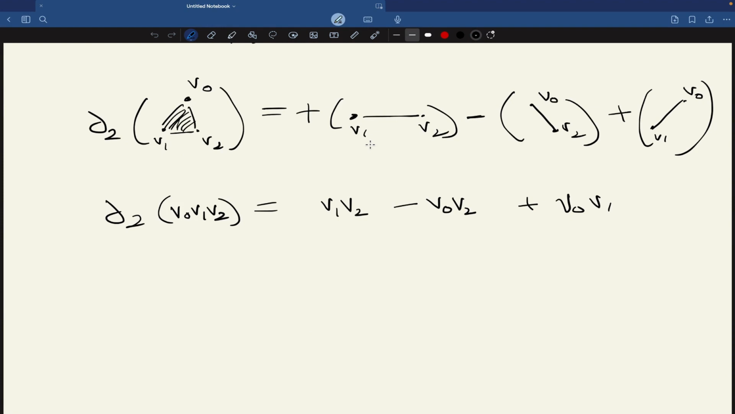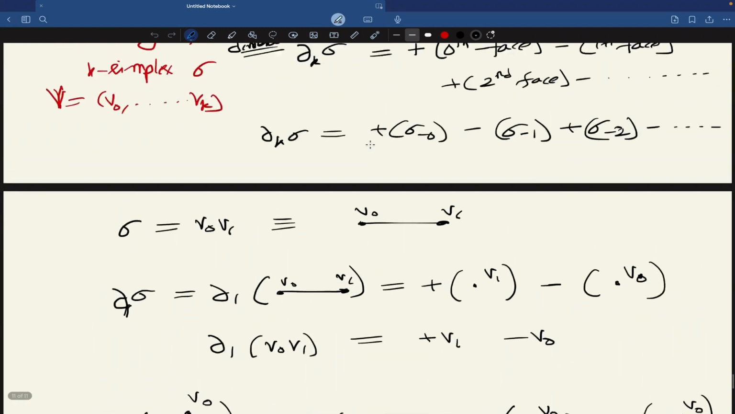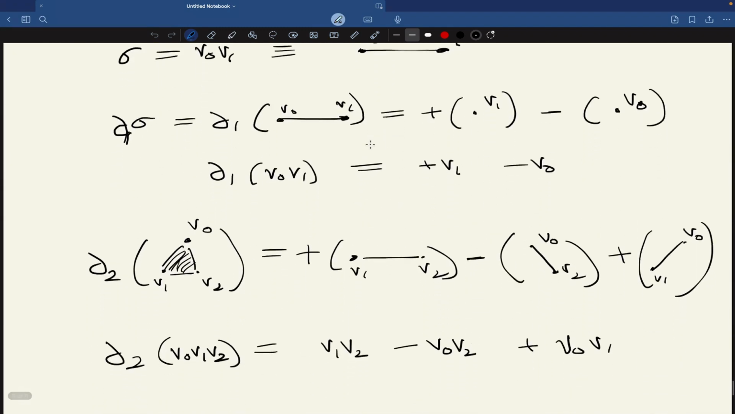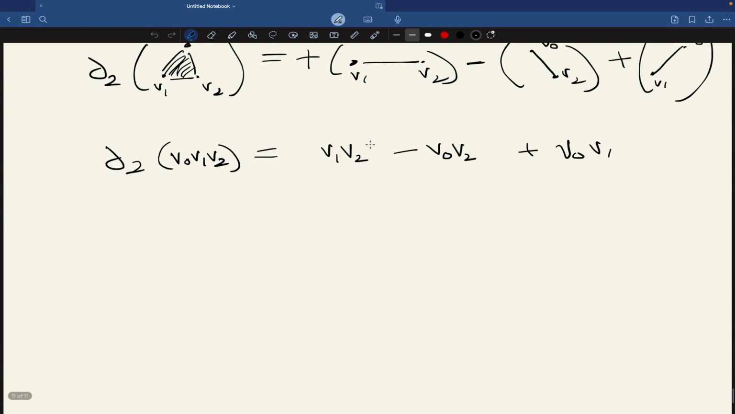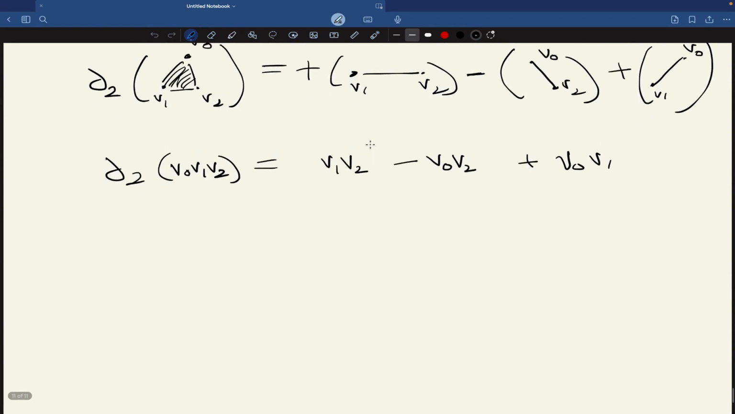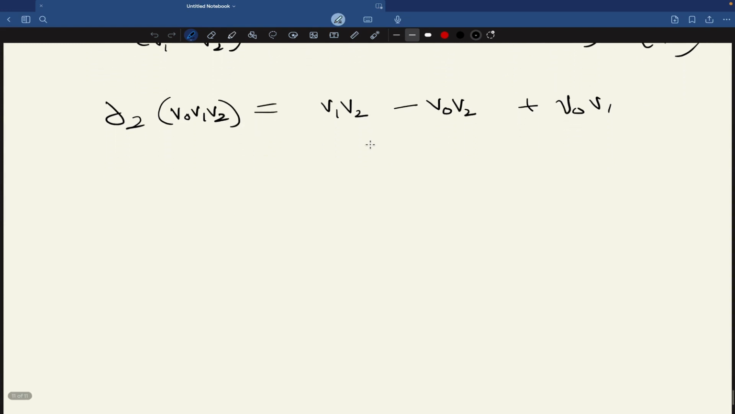Now what is the boundary of a zero simplex? We have talked about one simplex and two simplex. So one simplex has dimension 1, two simplex has dimension 2. So what is the boundary of a zero simplex?